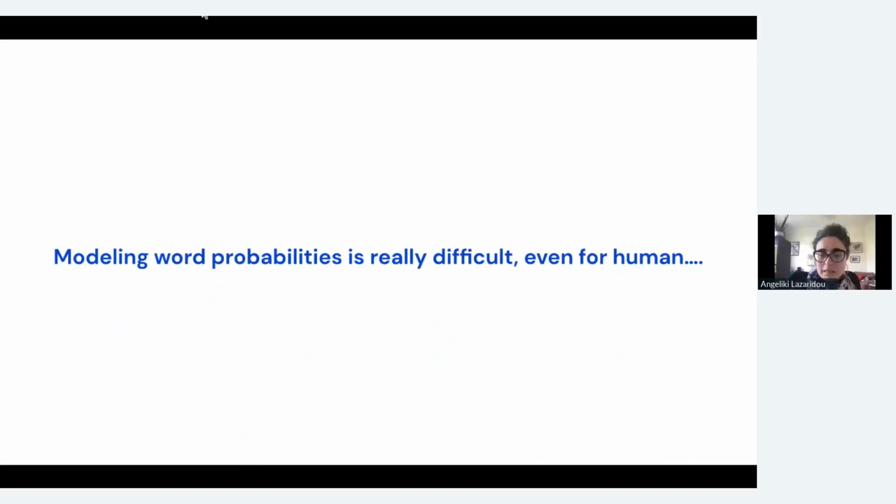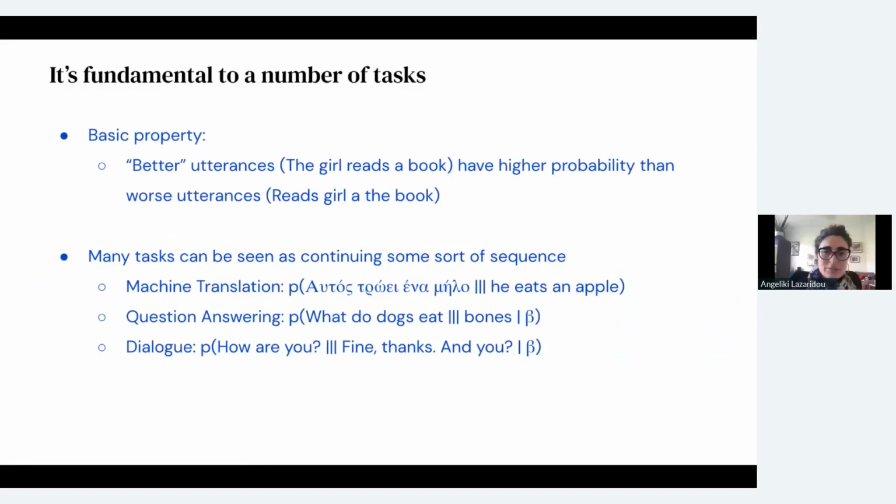So I hope I made the point that modeling word probability is really hard, even for humans. But we shouldn't give up hope, and the main reason is that the basic property that language modeling has is very powerful. It's able to give us higher probability for better utterances than worse ones. And we can think of better utterances, for example, as being grammatical utterances, fitting some context, etc.